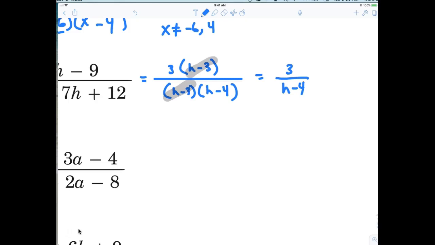That's okay, don't be sorry. All right, let me show you. H cannot equal 3 and h cannot equal 4.